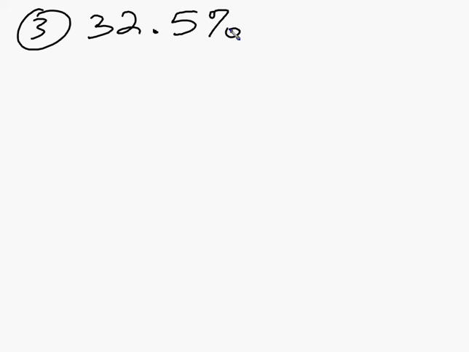Now, this next one, sometimes people struggle with. What if they gave you 32.5%? Now, writing it as a decimal is still pretty easy. If you write it as a decimal, remember you just move it 2 places to the left. And if I move this 2 places to the left, then I have 0.325. That's the answer to the decimal part.